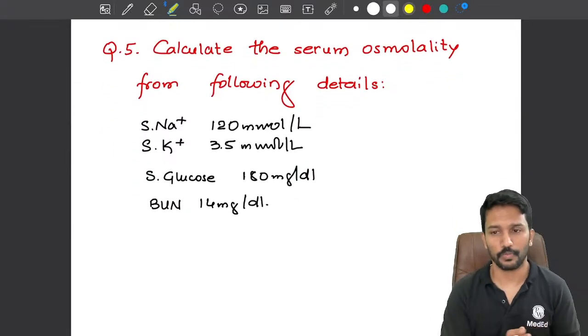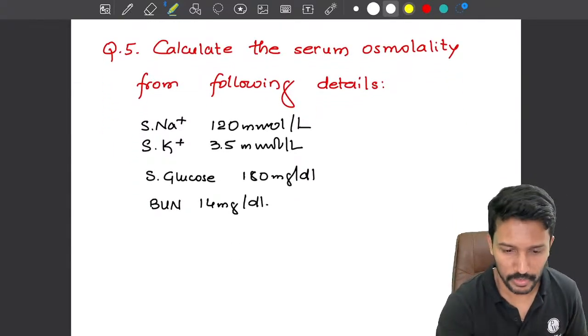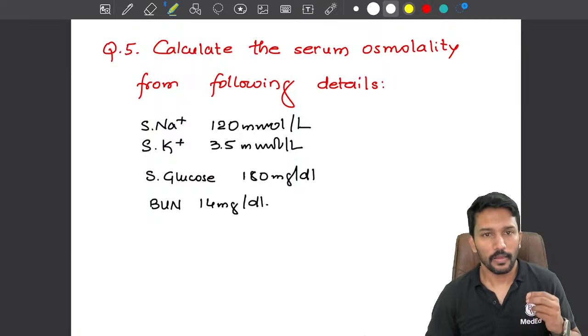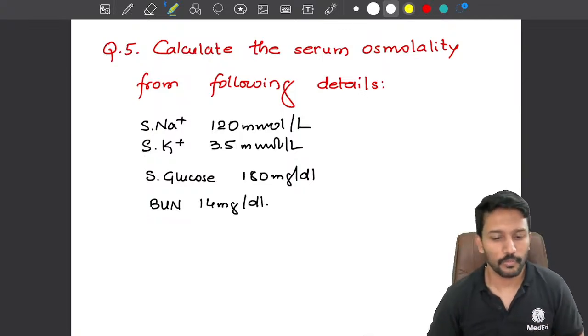One more important MCQ. Now let us move to the next formula based question. Here we have to calculate the serum osmolality.